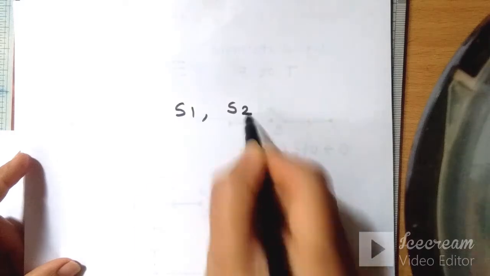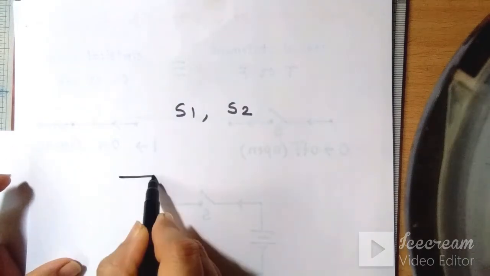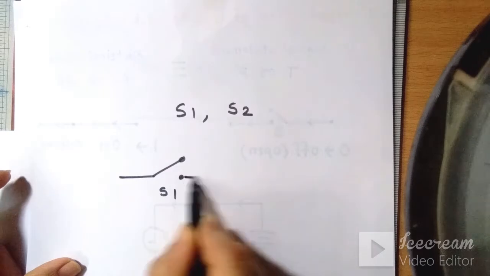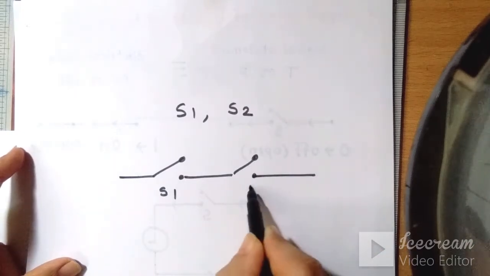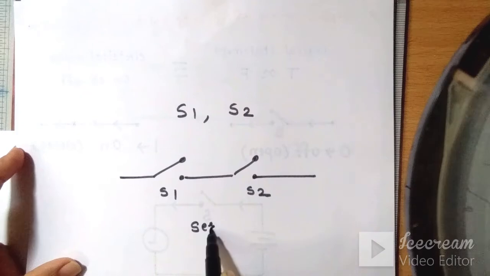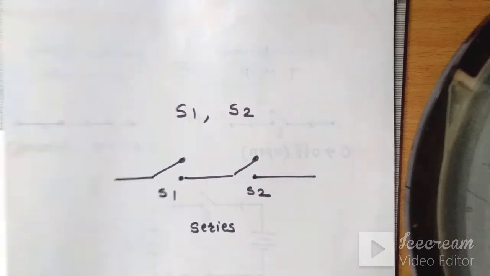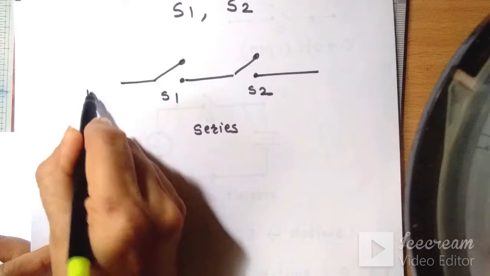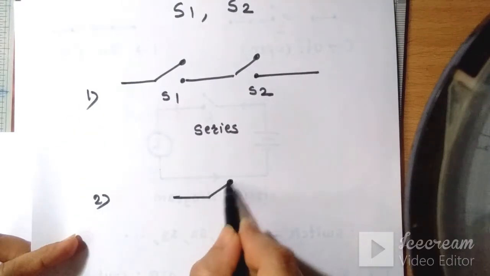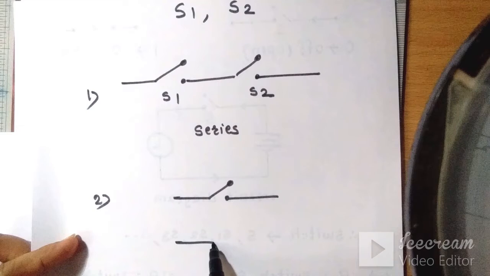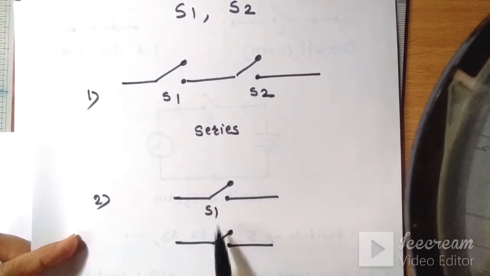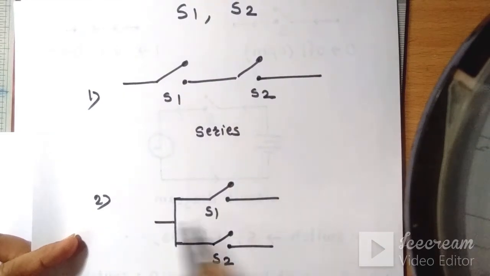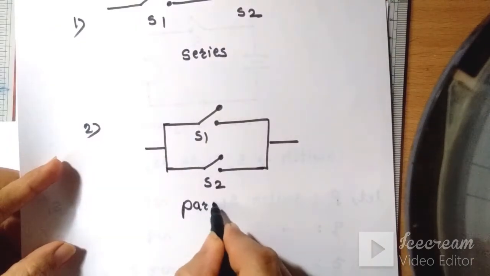So now we can connect two switches S1 and S2 in two ways. Suppose this is switch S1 and here we connect switch S2. This is called two switches in series. And another way, suppose this is switch S1 and downside here we connect S2, and this is called the parallel position.